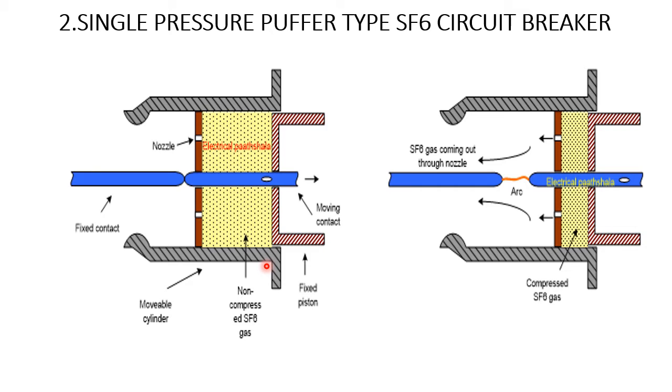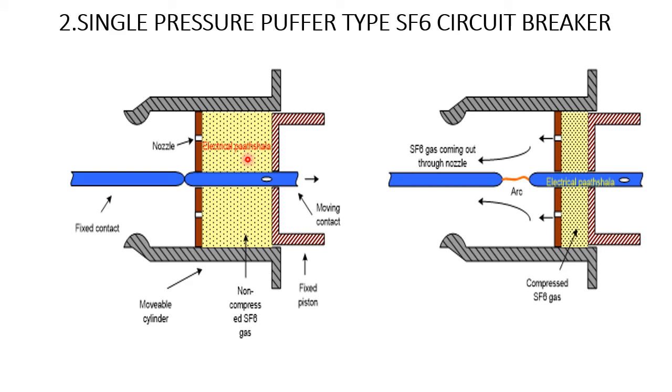The fixed piston is connected with the puffer cylinder. The gas is filled in between the movable cylinder and the fixed piston, as we can see here. Initially the gas is at normal pressure. There are two nozzles which are present to pass the gas during the operation of a circuit breaker. Now let's look at the working.